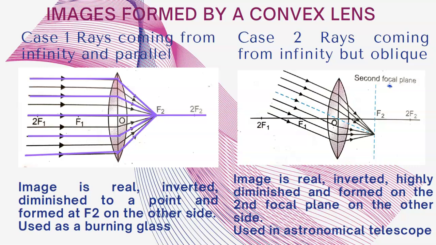Principal axis is mandatory, we are supposed to draw it. We are supposed to write F1, F2, 2F1, that is also known as C1, center of curvature, and 2F2, that is also known as C2, second center of curvature. Now, since the rays of light are actually meeting, they form a real image. Since it is a real image, it is inverted. Also, you can see that all the rays are meeting at a point, and hence we say that the image is diminished to a point, and it is formed at F2 on the other side of the lens.